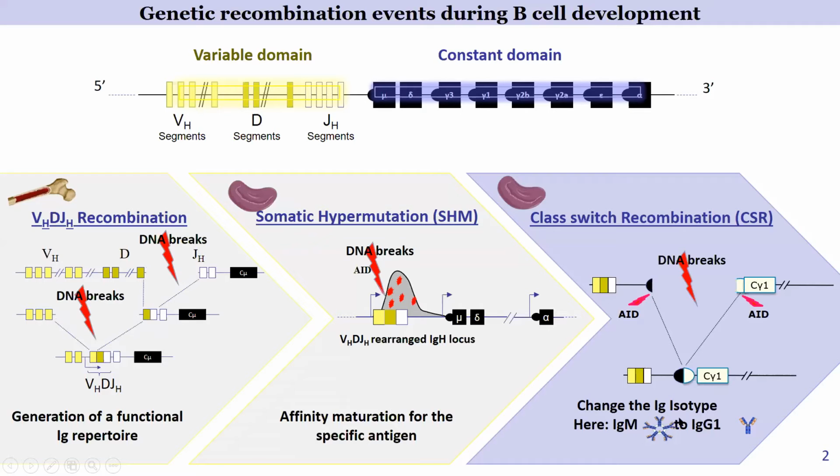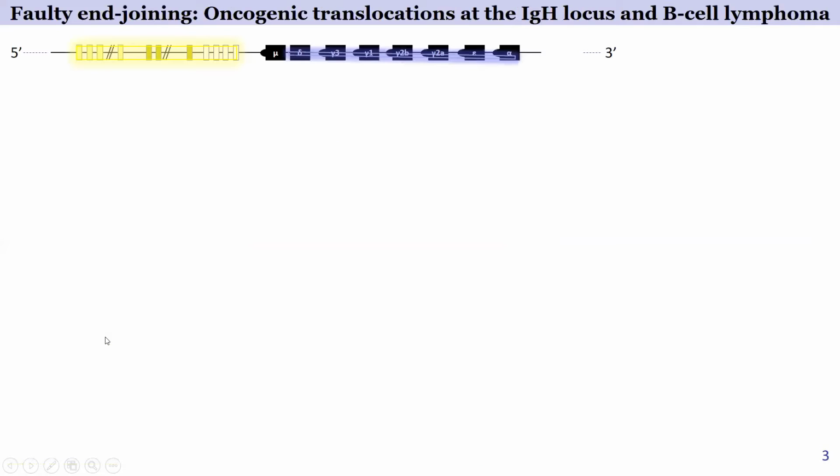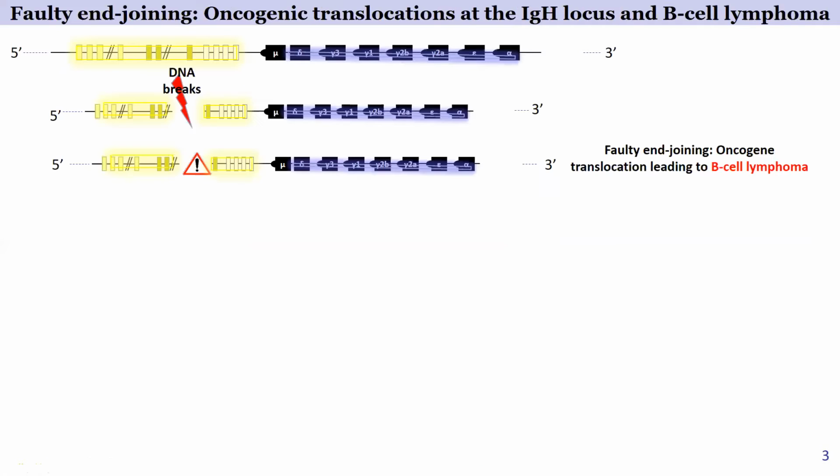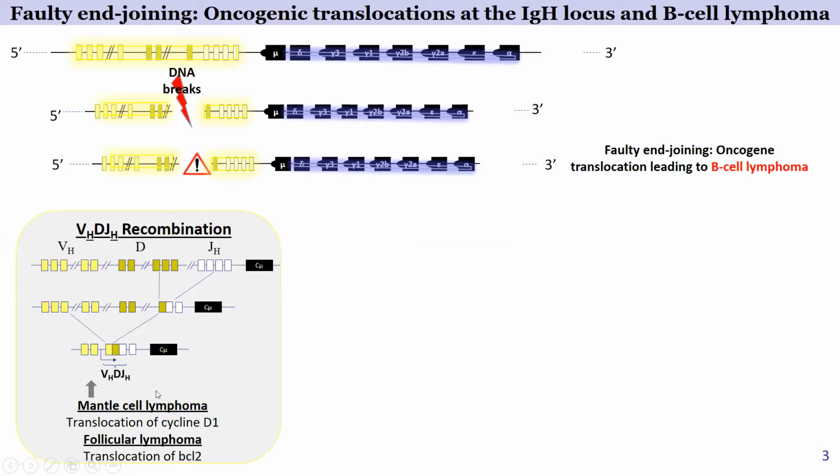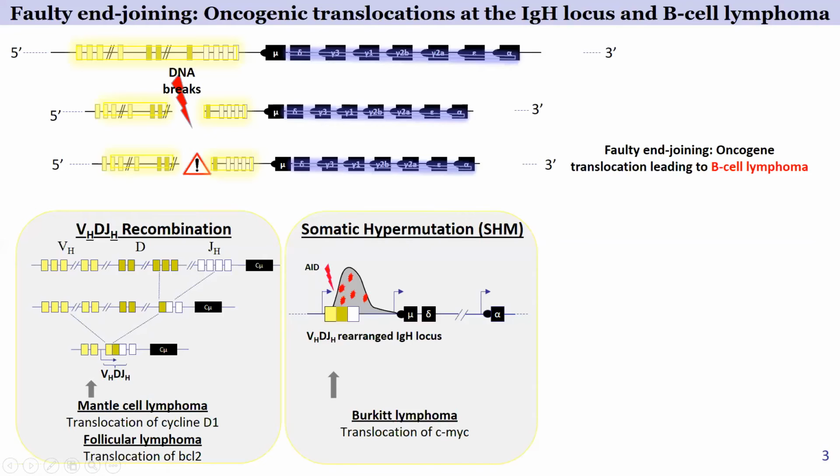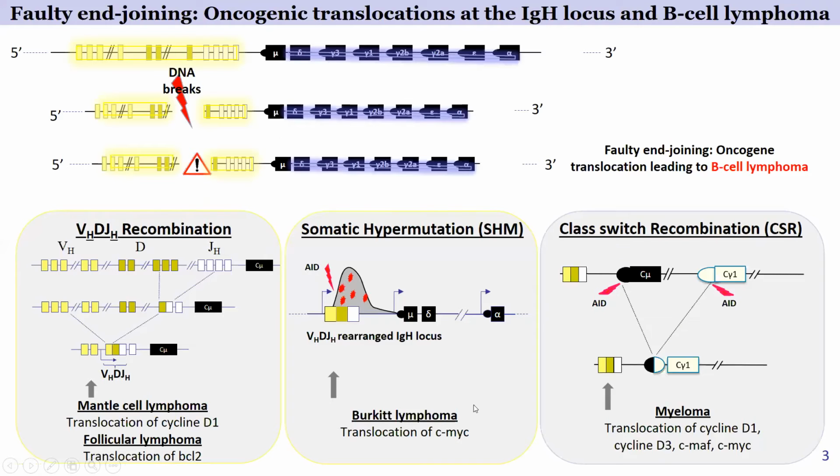So all along B cell development, the IgH locus undergoes many breaks. A poor reconstitution of chromosomal breaks can occur, resulting in the insertion of an oncogene into the IgH locus, which is the cause of many B-cell lymphomas. This is the case of mantle cell lymphoma, where there's a translocation of cyclin D1, the translocation of BCL2 in follicular lymphoma, c-MYC in Burkitt lymphoma, and cyclin D1, D3, c-MAF, c-MYC in myeloma.